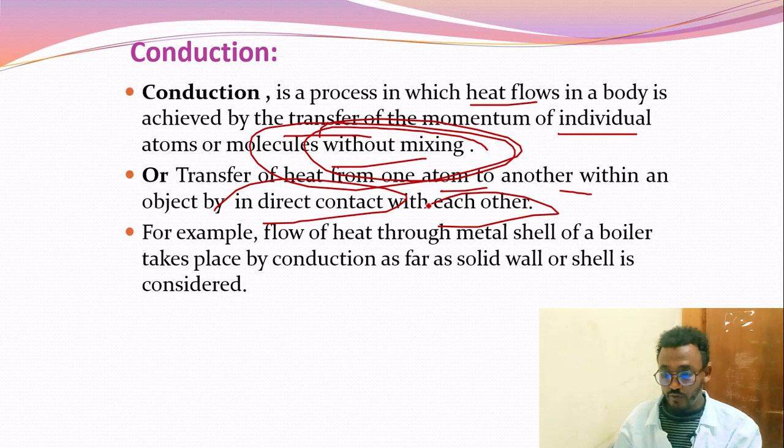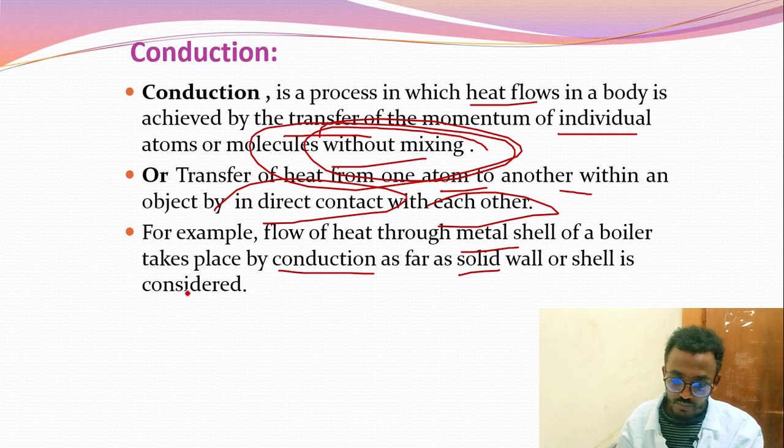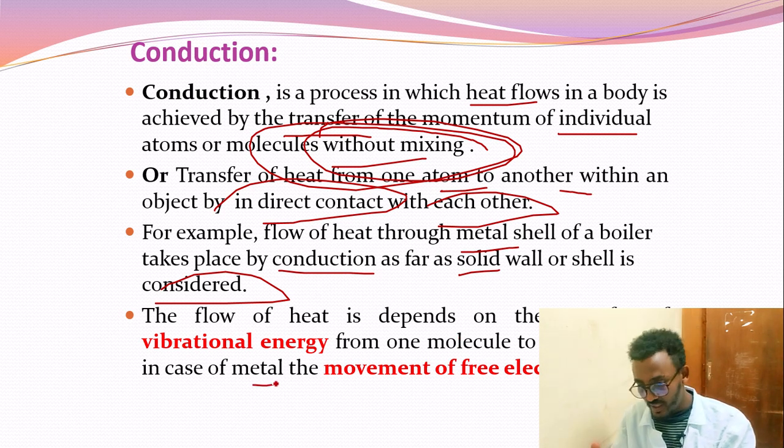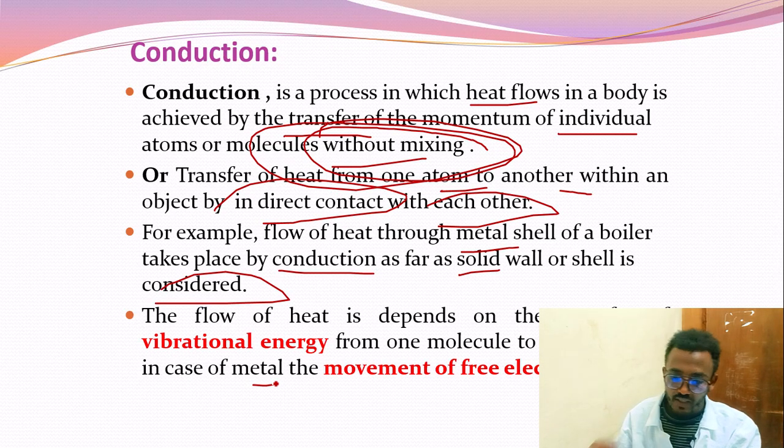For example, flow of heat through the metal shell of a boiler takes place by conduction as far as a solid wall or shell is considered. So we can say the flow of heat depends on the transfer of vibrational energy from one molecule to another. And also, in the case of metals, it's the movement of free electrons, so we call it conduction.